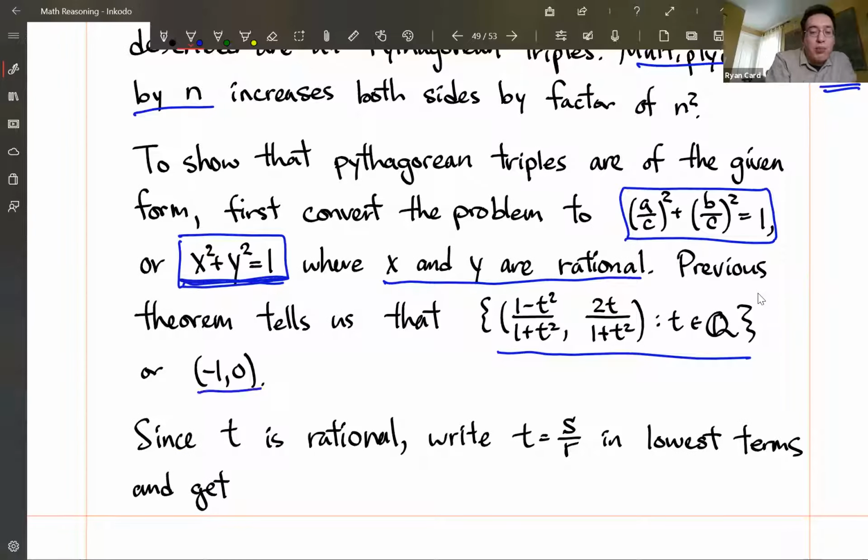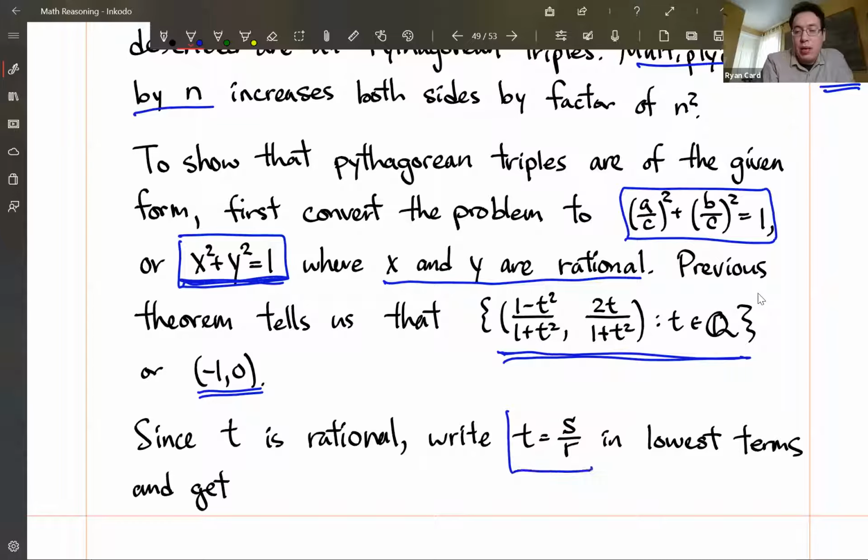Or it could be -1, 0. Okay, so let's say we have a Pythagorean triple and we converted it to this form, and because we know it's a rational point, we have this rational number t.